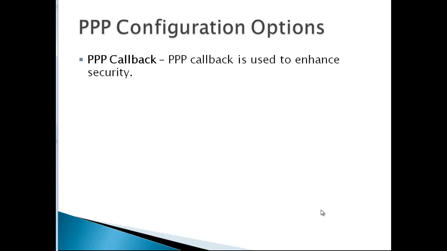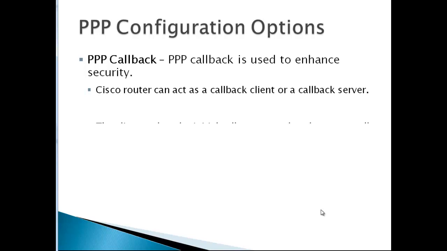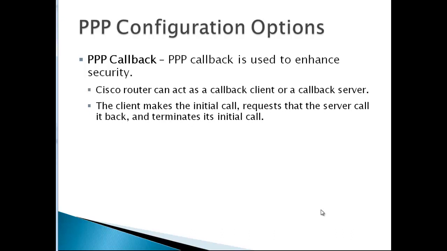PPP callback. Excellent feature. PPP callback is used to enhance the security. Now, Cisco routers can be the callback client or a callback server. The client makes the initial call, requests the server to call it back, and terminates the initial call.